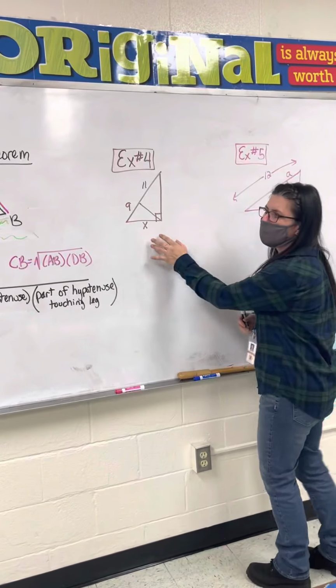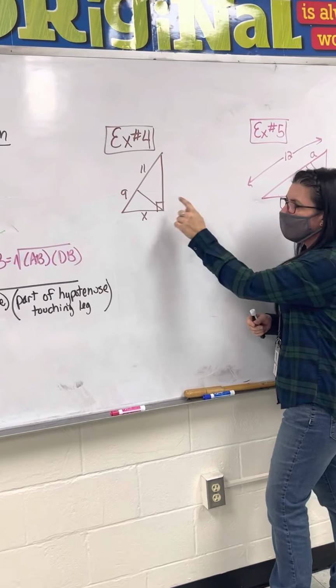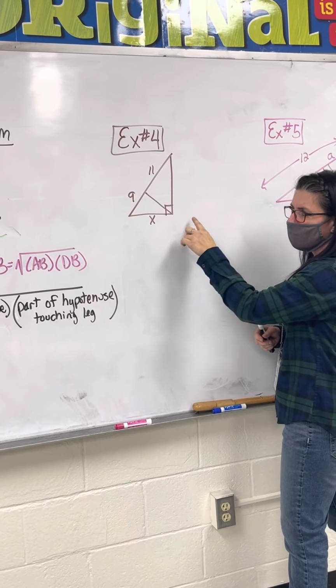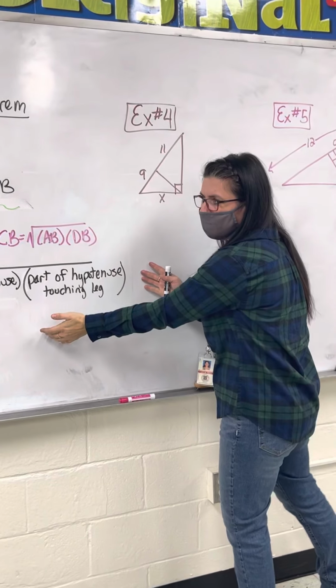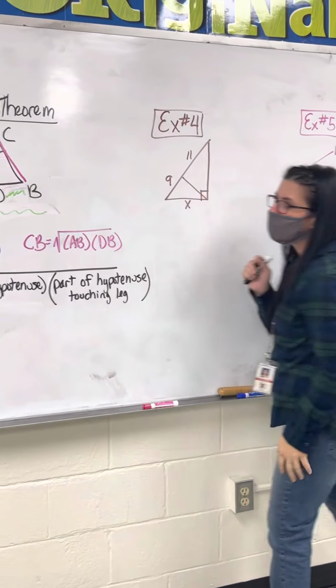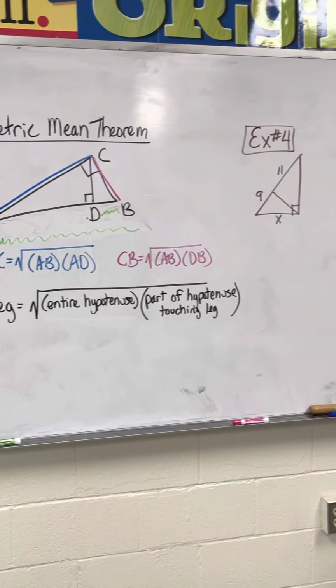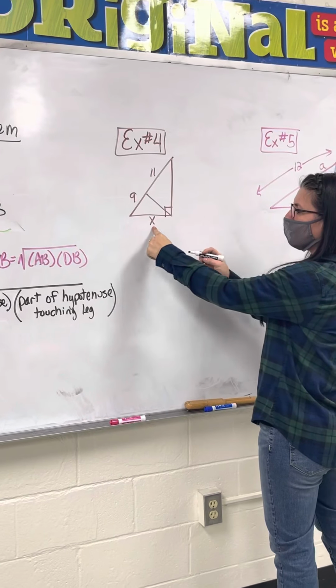So the first example, I want you to see how this one's set up differently. They don't give you an altitude. We're talking about a leg. So this is a leg scenario. We're going to use this black formula, so to speak, to set this up. This is the leg we're talking about.